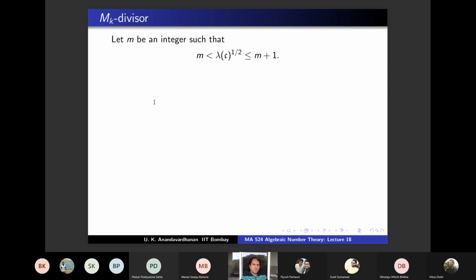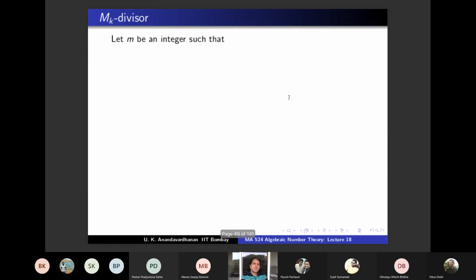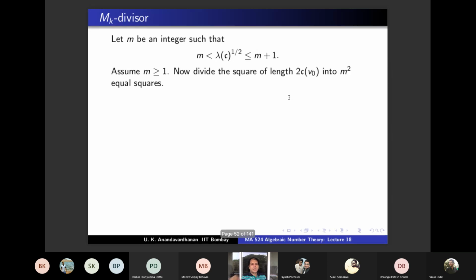Now if m is 0, then you know that lambda c is less than or equal to 1. So that's why I have put supremum of 1 comma something. If m is 0, it is less than or equal to 1, and therefore you already have this inequality. So we are going to prove that if m is not 0, lambda c is less than or equal to this. Therefore this is proved. I'm going to assume m is bigger than or equal to 1 without loss of generality, because for m equal to 0, you already know that lambda c is less than or equal to 1 trivially.